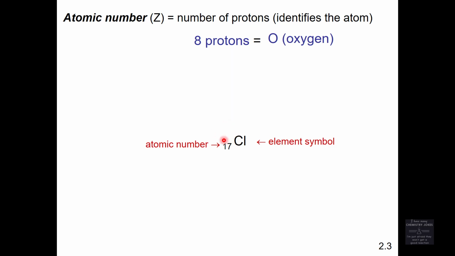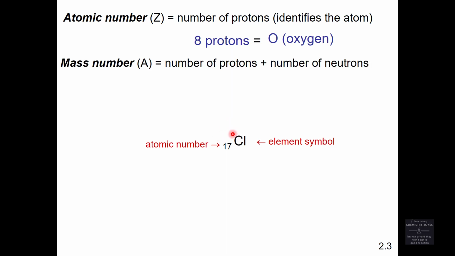We put another number up top. That number up top is called the mass number. The mass number is protons plus neutrons. Remember, electrons are very light, itty-bitty, but protons and neutrons are heavy. So protons plus neutrons tells you the mass number. The mass number is not exactly the bottom of the periodic table number. It kind of is, it kind of isn't. We will talk a lot about that.